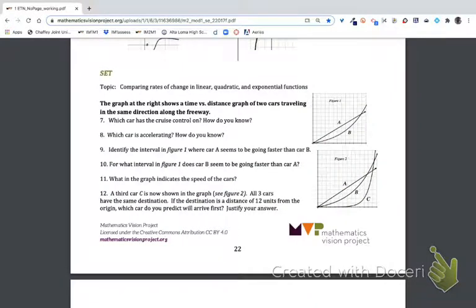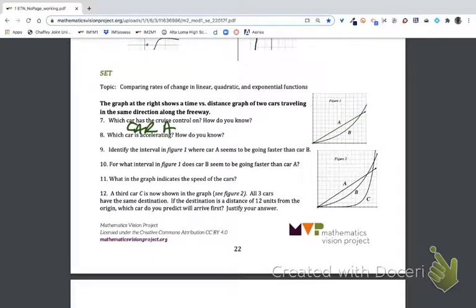For numbers 7 through 12, we're trying to analyze a situation about 2 or 3 different cars. For number 7, which car has its cruise control on and how do you know? Well, if it's on cruise control, that means that it's going at a constant rate of speed. If you look at A, it's going nice and straight, which means that the speed is remaining constant. B starts off the acceleration slower and then gets faster as we get up towards the second part of the visible portion of the graph. Therefore, we can say that car A has its cruise control on because it has a constant rate of speed.